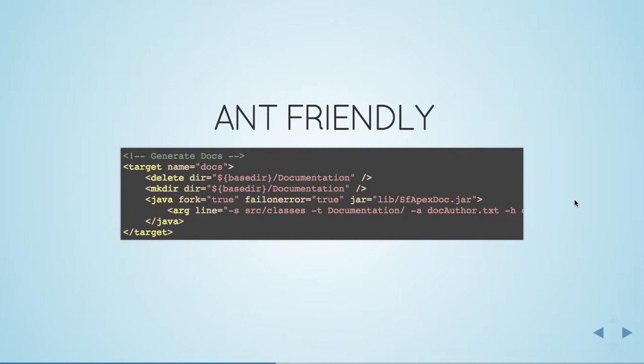ApexDocs is ANT friendly, so it's very easy to add to your ANT build.xml a target that you can run either on a regular basis or when your project's complete to generate an HTML version of documentation for all of your Apex classes.